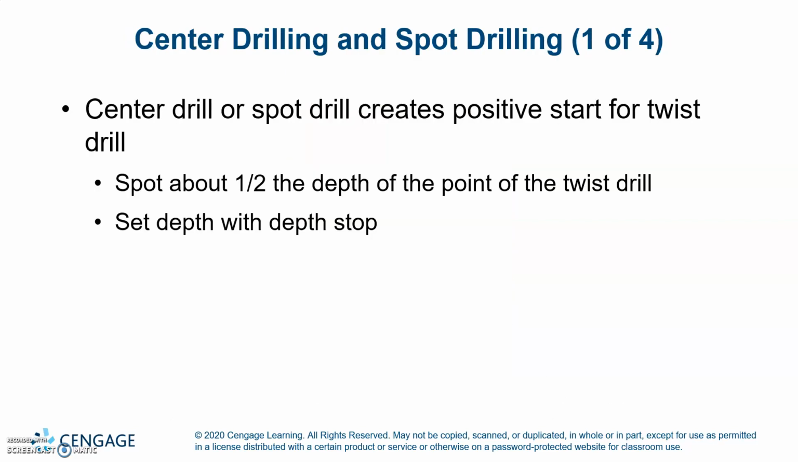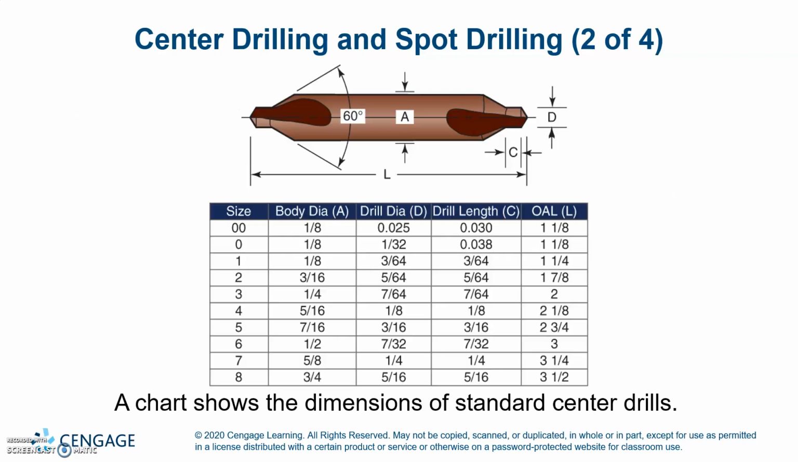Center drilling and spot drilling. Center drill or spot drill creates a positive start for twist drills. Spot about 1/2 the depth of the point of the twist drill, set up with depth stop. A chart shows the dimensions of standard center drills with their sizes and diameters.